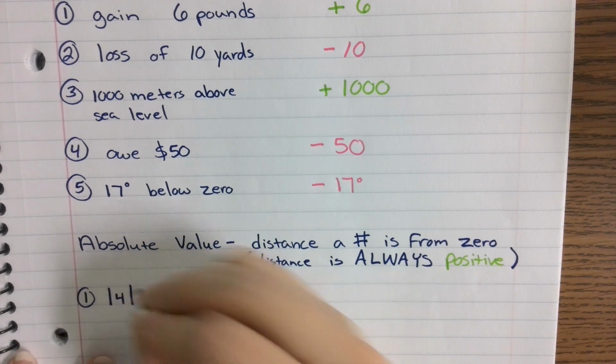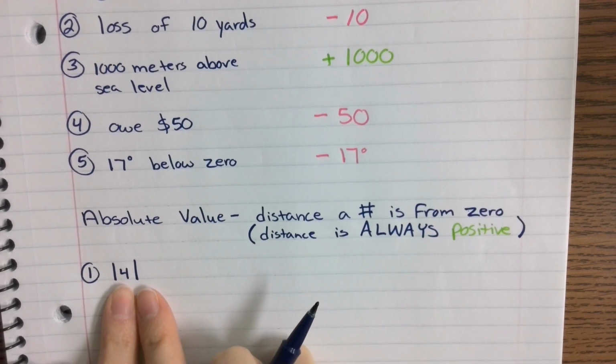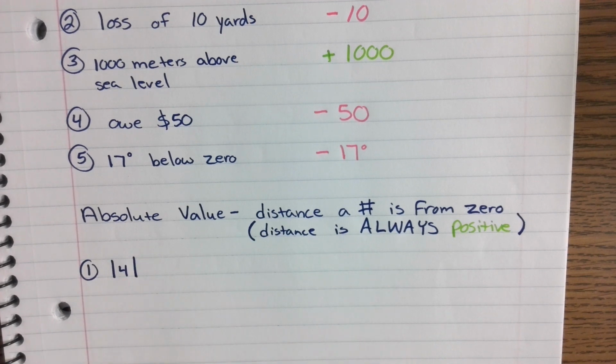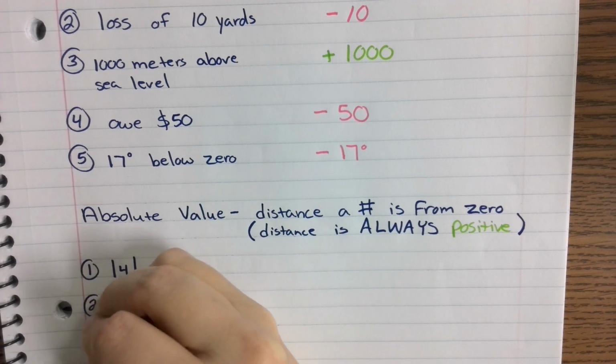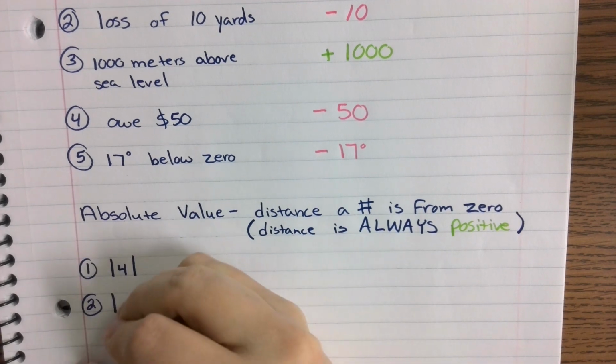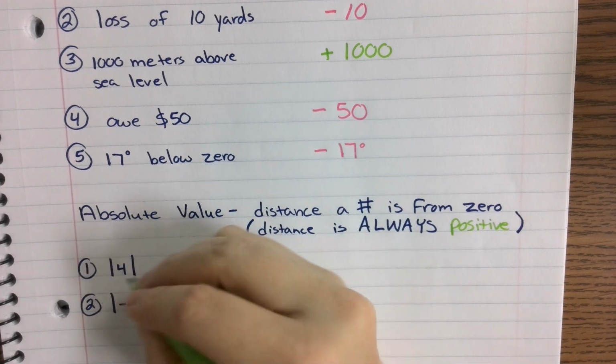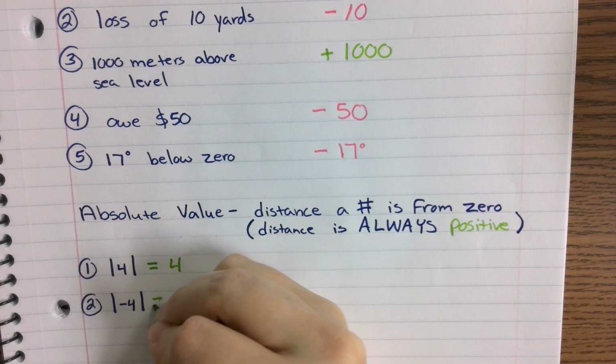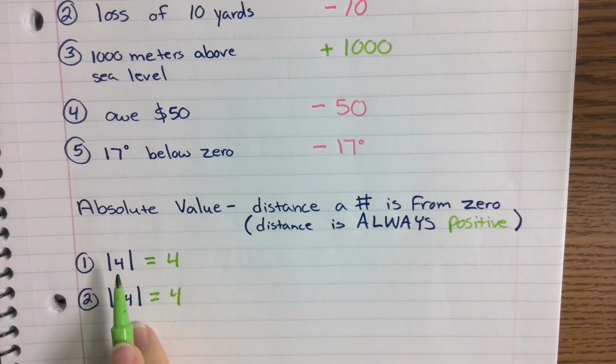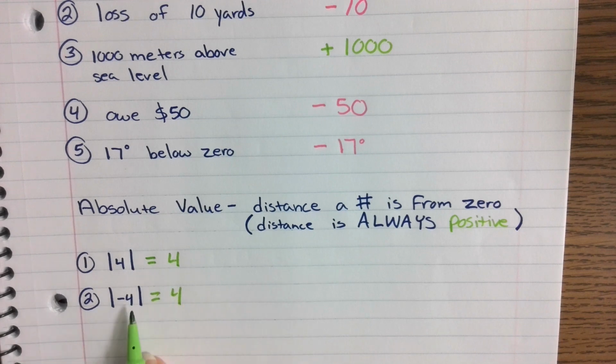Absolute value is written by these little bars. These little bars around the number indicate absolute value. Like I said before, it doesn't matter whether it's a positive number inside of it or a negative number inside of it. They're both going to give me a positive answer, and I'll show you why in just a moment. The absolute value of a positive 4 is 4, and the absolute value of a negative 4 is still 4, because if you're looking at a number line, 4 is just 4 spots away from 0, and negative 4 is also only 4 spots away from 0.